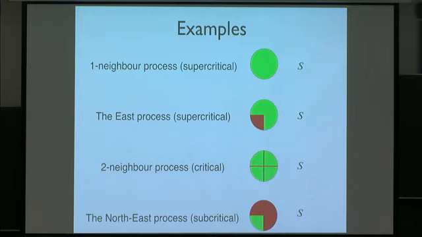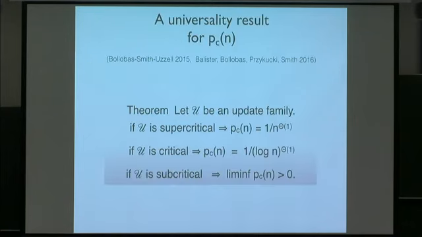Now the east process, or the south and west process, is supercritical, and so the stable directions are in this quarter of a circle, the red one. If you require at least two neighbors infected, then you get this far stable direction, and therefore it is critical. And the northeast process is subcritical because it has this three quarters of a circle that is stable.